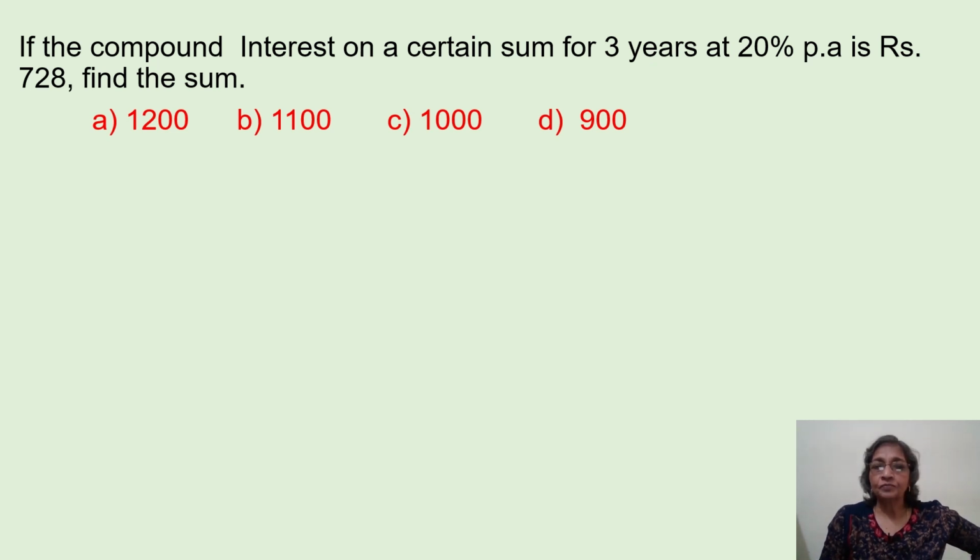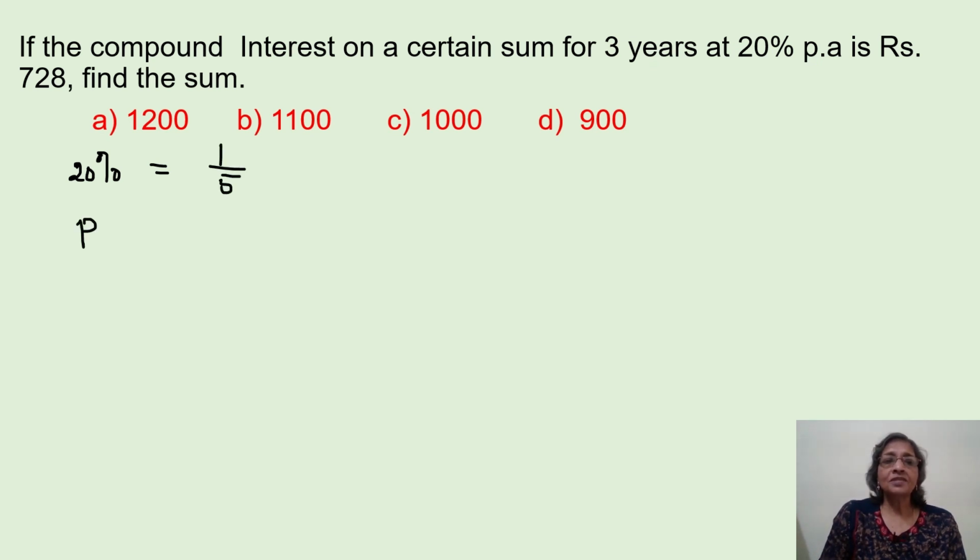Coming to the next sum now. If the compound interest on a certain sum for 3 years at 20% per annum is rupees 728, find the sum. So now what you have here is you are not given the principal, but you have to find the principal. You are given the compound interest. So let's take 20%. So 20% would be 20 upon 100, that is 1 upon 5. So now if the principal is 5, the amount is going to be 6. This is for 3 years.